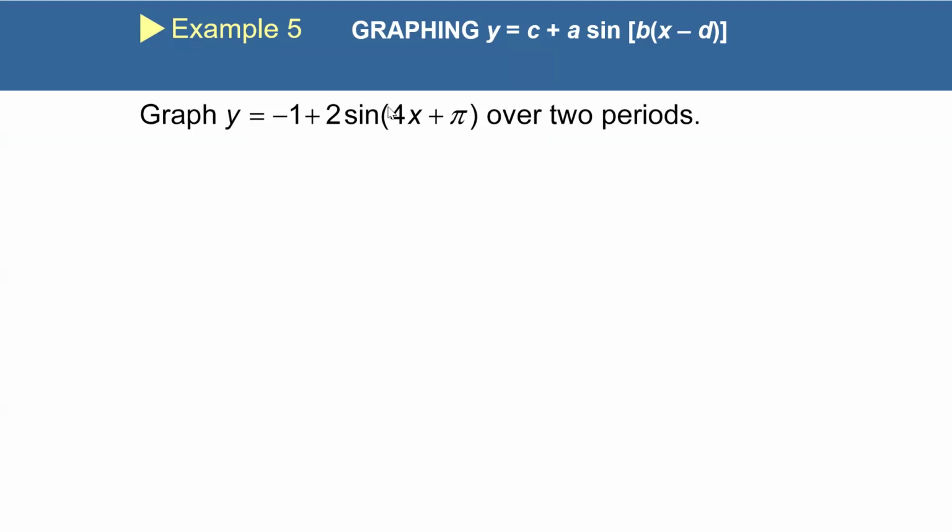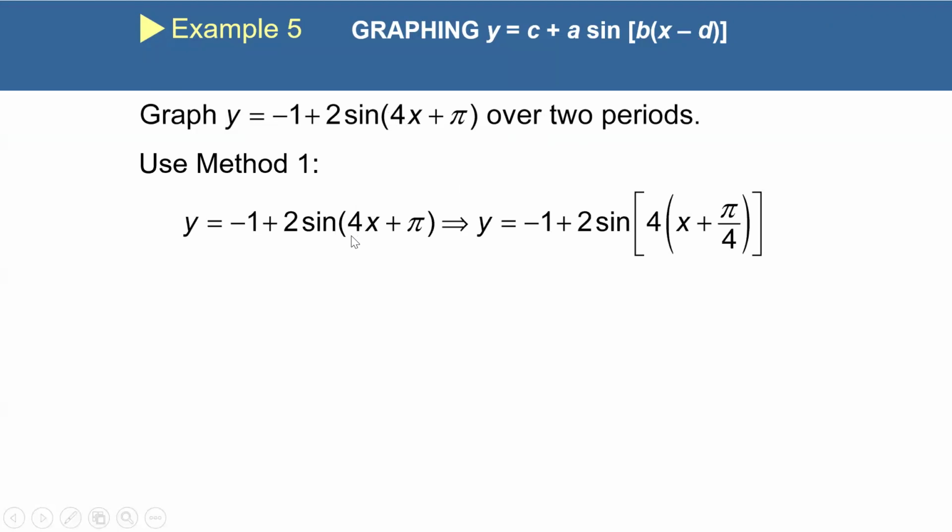The first thing we're going to do is factor out the 4 so that we have our B and our D completely separated. So I factor out the 4. 4x divided by 4 is x. Pi divided by 4 is pi over 4. So now I clearly have all of my pieces. Here is my C, here is my A, here is my B, and here is my D. Every piece plays a role, okay?